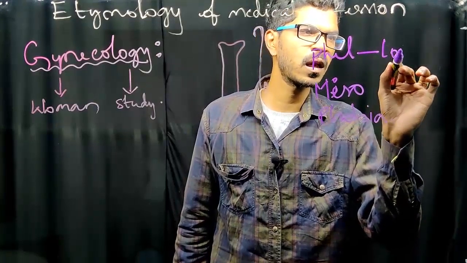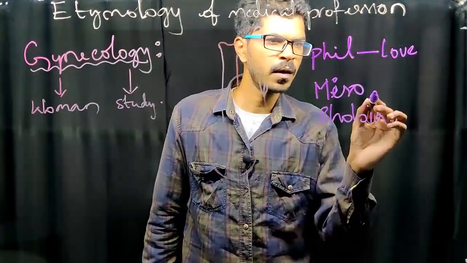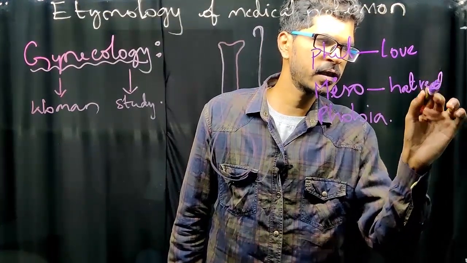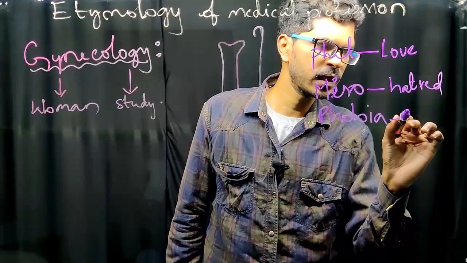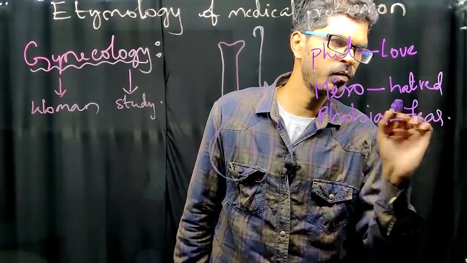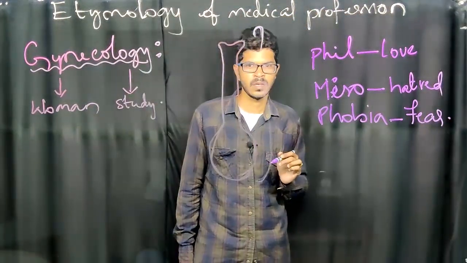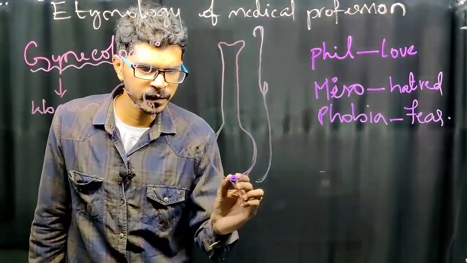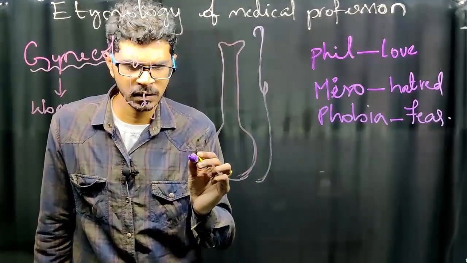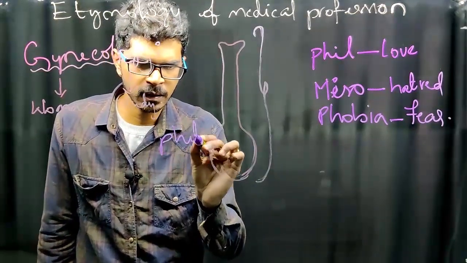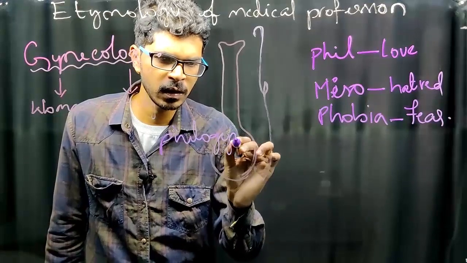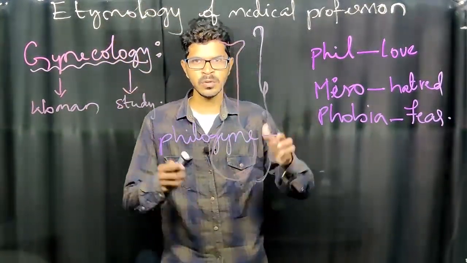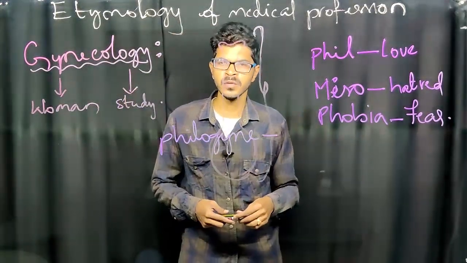So, what does phil mean? Phil means love. Meso means hatred, and phobia is fear. Phobia stands for fear. So, if I write a word, let me say, philogyny. By using two different roots, we are trying to make some new words.